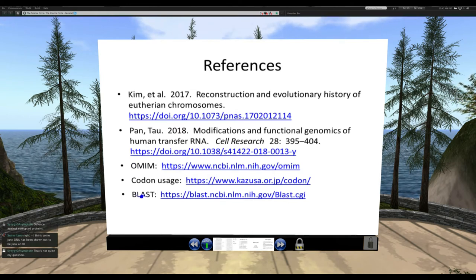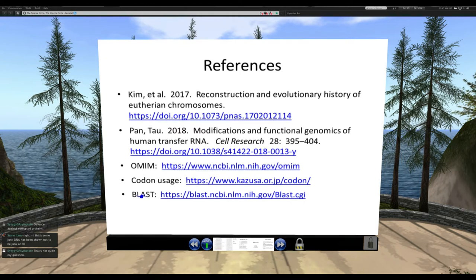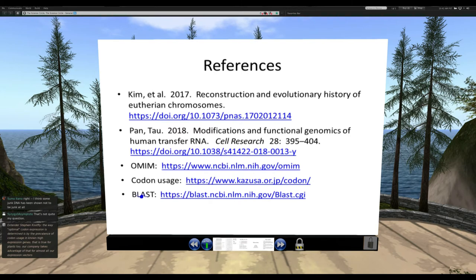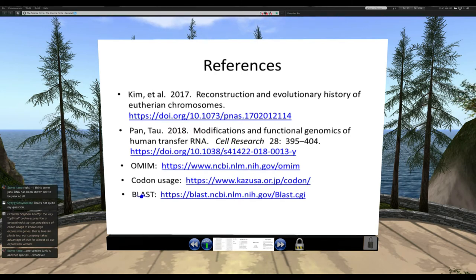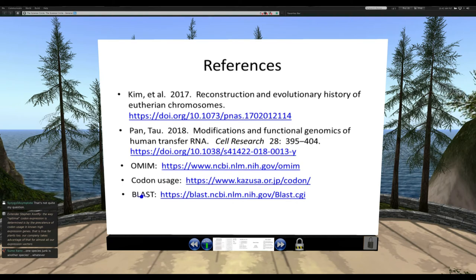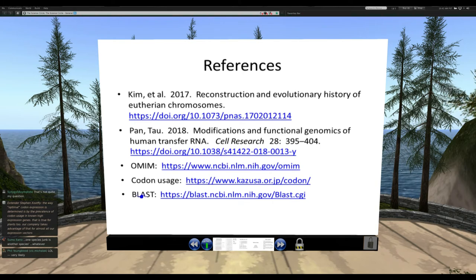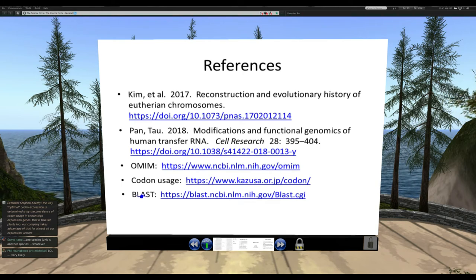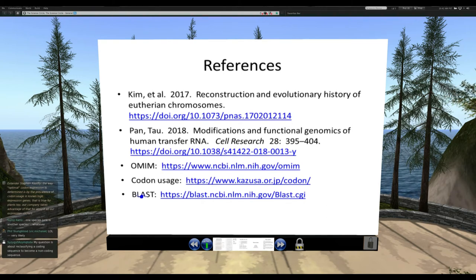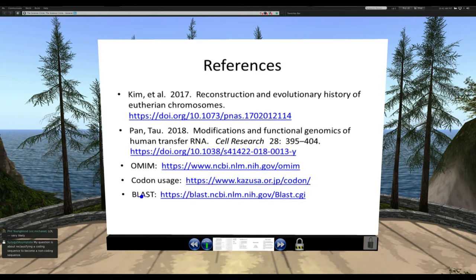The BLAST software is free. You can download it, or you can use it online. If you just type in NCBI BLAST, it'll take you right to it. You can actually Google it. Yeah, I suspect that there is codon preference for plants. Anyway, if you wanted to try out some of these, you are certainly welcome to, because it's all free. It's all taxpayer supported. So there it is.